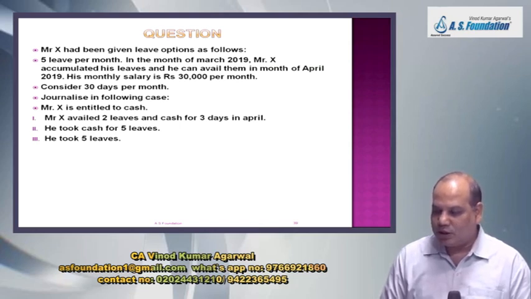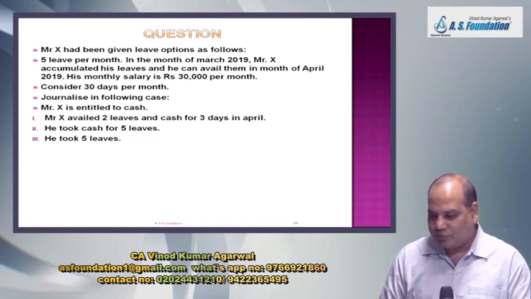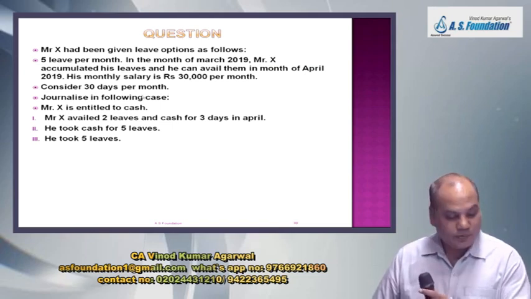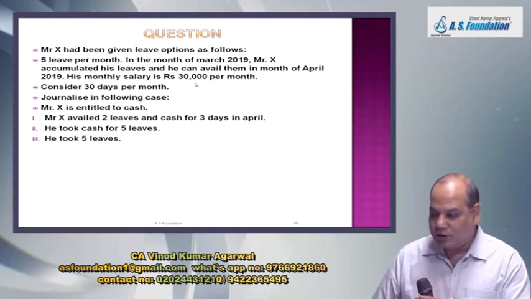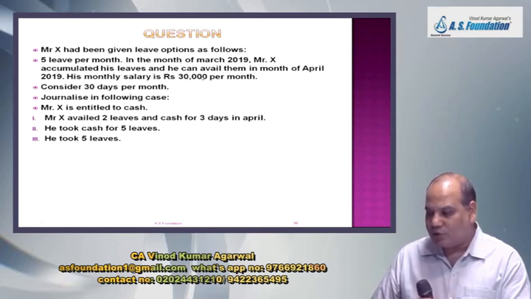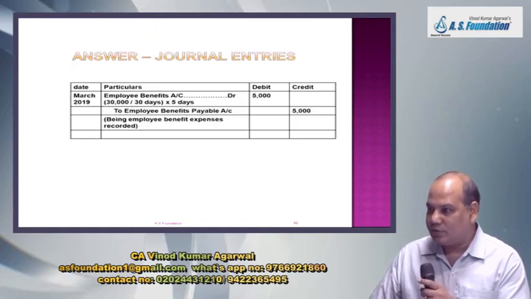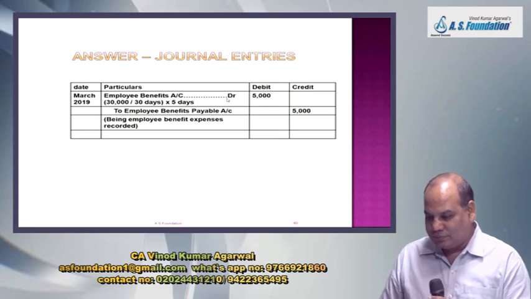First question is, at the end of 31st March 2019, are you going to make provision? Yes. How much? You have said it is a vested accumulated compensated absence, so you have to calculate the number of unutilized leaves, 5, multiplied by 1,000. Value of 1 day of service is 1,000. So you have to write an entry.